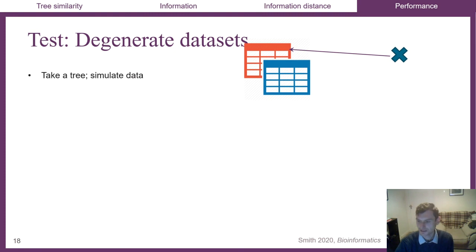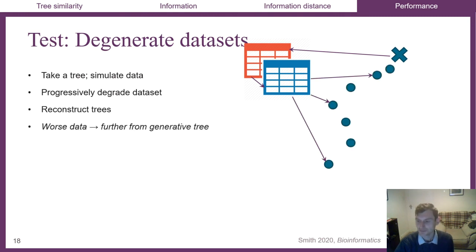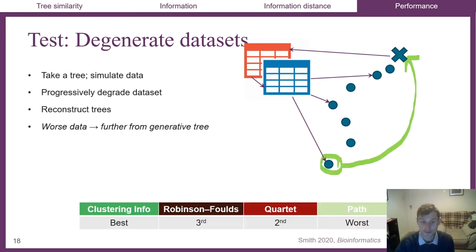Another experiment we can do is to take some tree and use that tree to simulate a dataset. And we can degrade that dataset by introducing noise or deleting information from it, and use these progressively more degenerated datasets to construct trees that we expect, as the quality of data goes down, to be further from the starting tree. And that's exactly what we see most of the time with the clustering information distance, but the Robinson-Foulds and path distance again do very badly at displaying this expected behaviour.